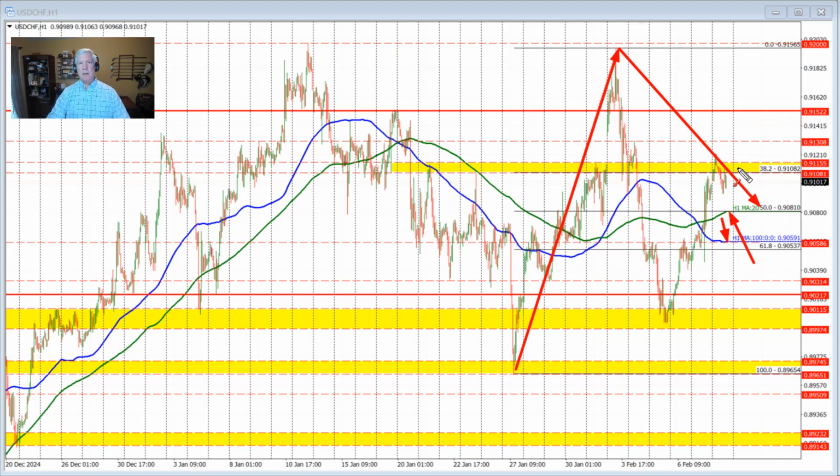So watch for dips on the top side. Look for breakouts with more momentum in that direction.